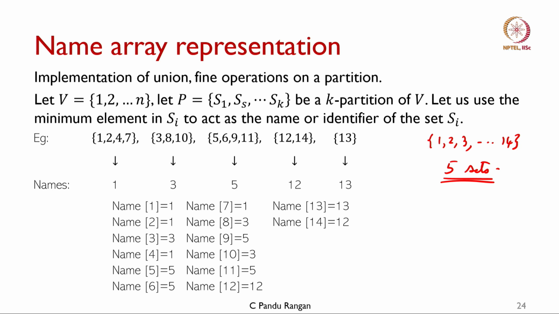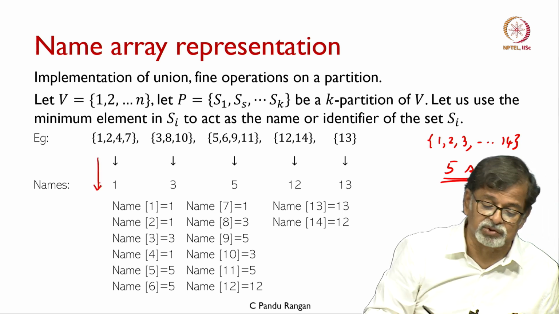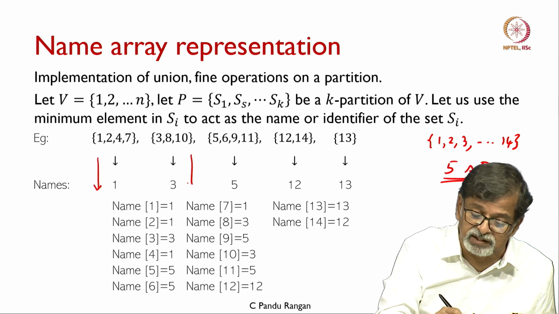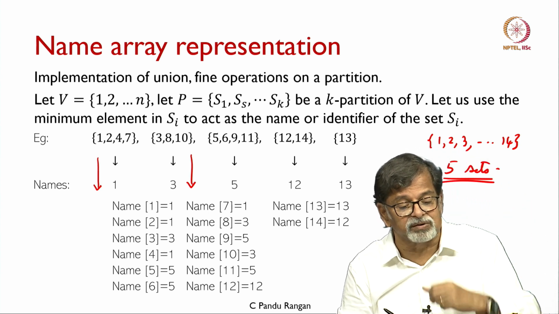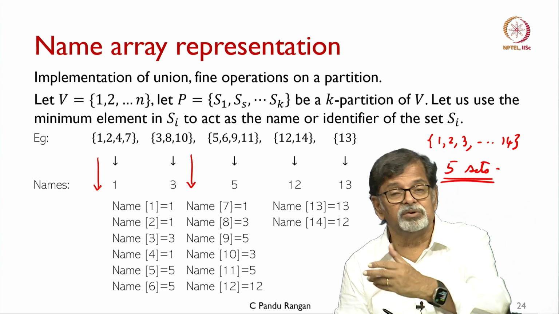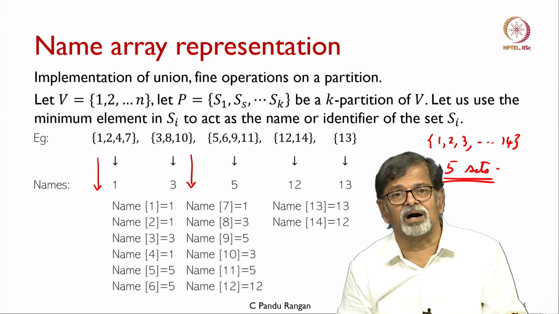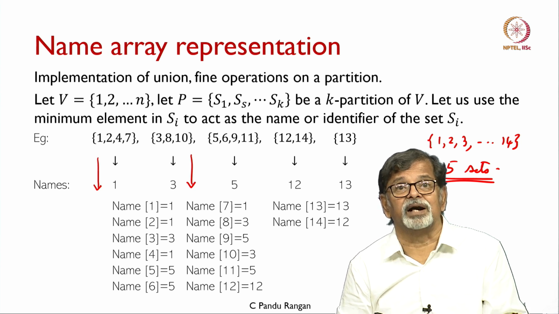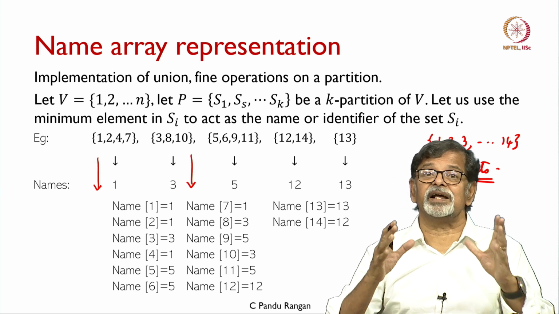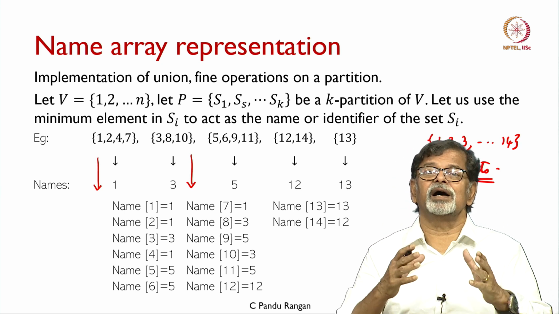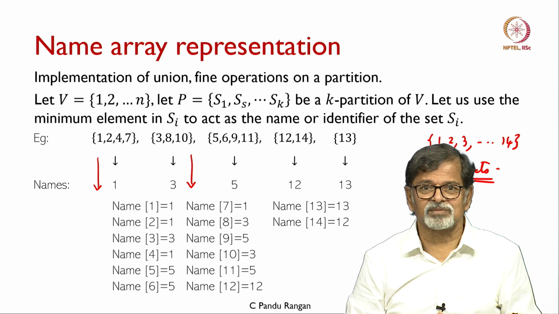Like this you have 5 sets. What is the name of 1, 2, 4, 7? The minimum is 1. Therefore, the name of this set is 1. The name of this set is 3, because between 3, 8 and 10, 3 is the minimum. So, I am going to give that as a name. Like this the names are given, and this gives rise to what is known as the name array representation of a partition.